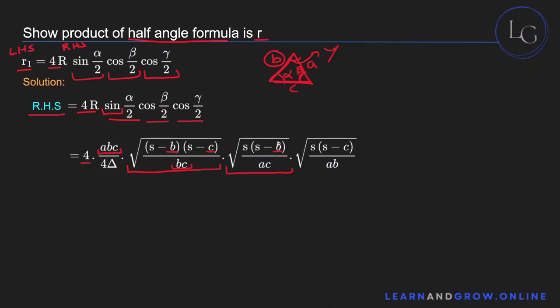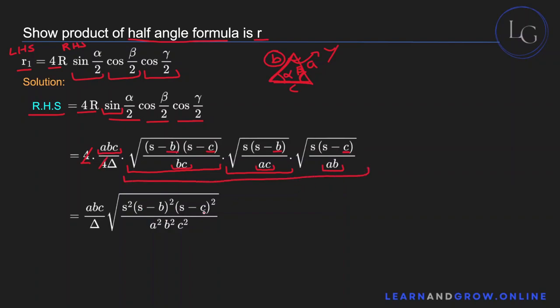So S into S minus the side that is opposite to angle beta, over the two sides that make up the angle beta. Similarly for cos gamma by 2, S into S minus the side that is opposite to angle gamma, the side opposite to angle gamma is C, over the two sides that make up the angle gamma, which are A and B, right? Now that you have all of this, you can cancel out this 4 with this 4 and you're left with this expression, right? You multiply all three of these to get this expression.